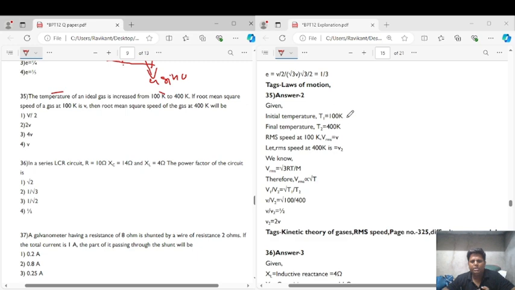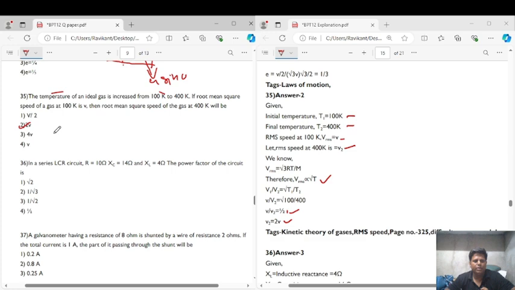Now, initial temperature is 100 Kelvin, final temperature is 400 Kelvin, RMS speed at 100 Kelvin is V, then RMS speed at 400 Kelvin is V2. RMS speed is given by under root 3T by M. It means V_RMS is directly proportional to the root of T. So from this we can write V1 upon V2 equals under root of T1 upon T2. So V1 upon V2 equals 1 by 2. So if the temperature is made 4 times, the velocity will double, so the answer for question 35 is option 2, that is 2V.